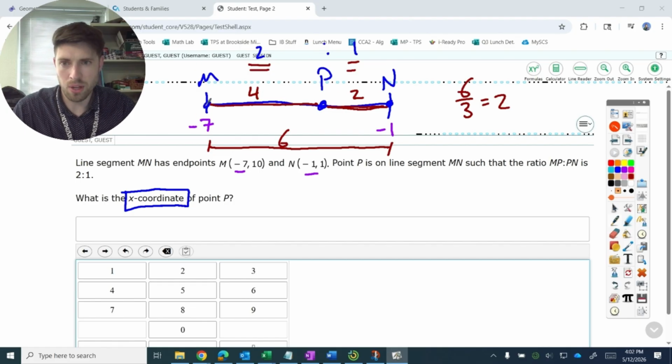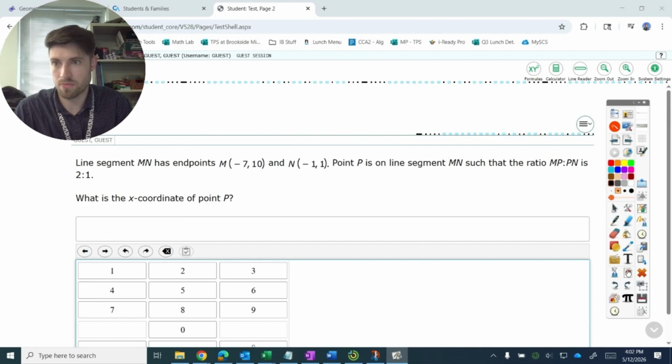And so now I want to say, well, okay, what's 4 to the right of -7 or 2 to the left of -1? Either way, we end up at P being at -3. And so that's going to be the X coordinate for point P. We could also repeat this procedure to find the Y if that was necessary. In this problem, we don't need to do that.